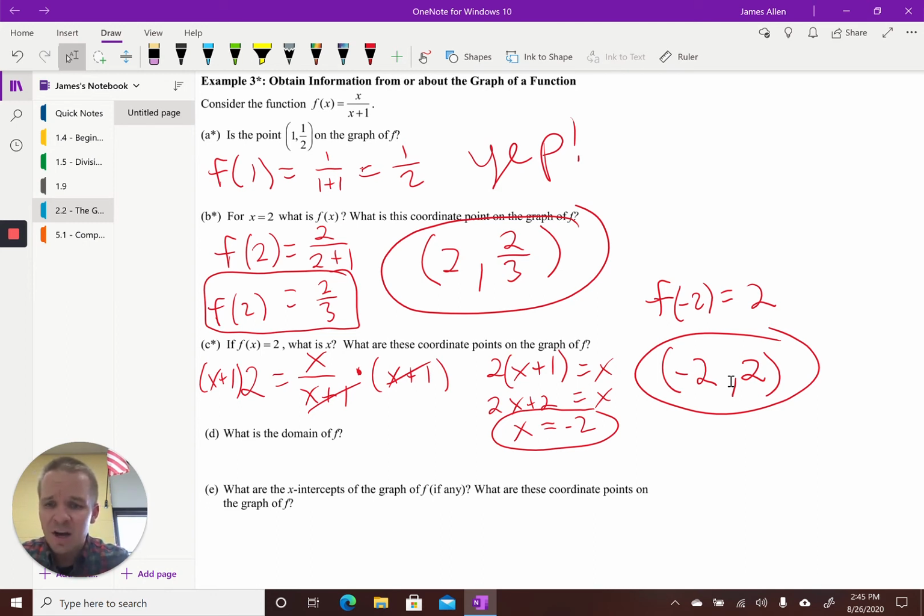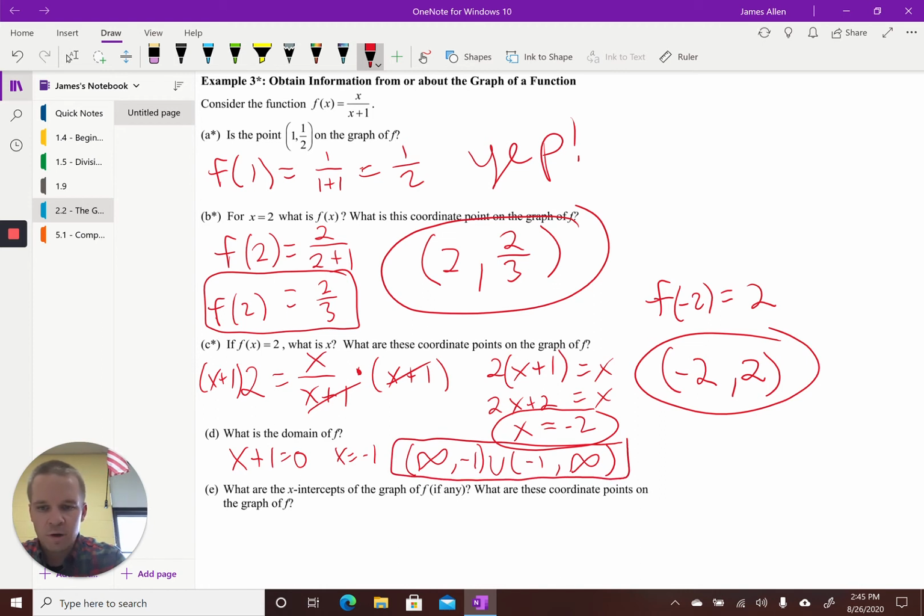What is the domain of f? We talked about this a bit. What's a no-no, if you will, when we're dealing with rationals? I cannot have 0 in the denominator. So let me set my denominator, x plus 1, equal to 0, which would give me x equals negative 1. So my domain in interval notation, which is what our book will ask us for, is negative infinity, comma negative 1, union, negative 1, comma infinity.